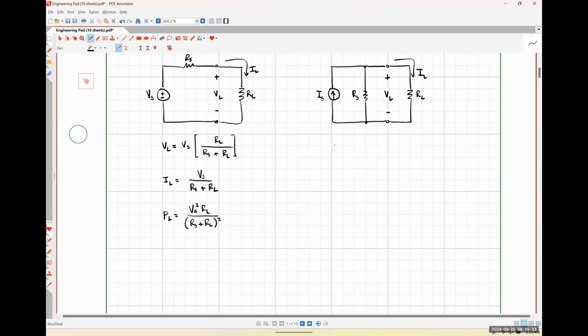So let's do something similar over here, okay? I've got a current source in parallel with two resistances. So I believe that I can determine the voltage drop across my load just by using Ohm's law. That's just going to be IS times RS in parallel with RL, or IS times RS times RL over RS plus RL.